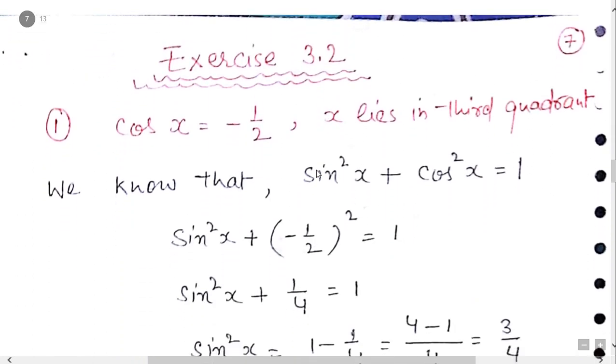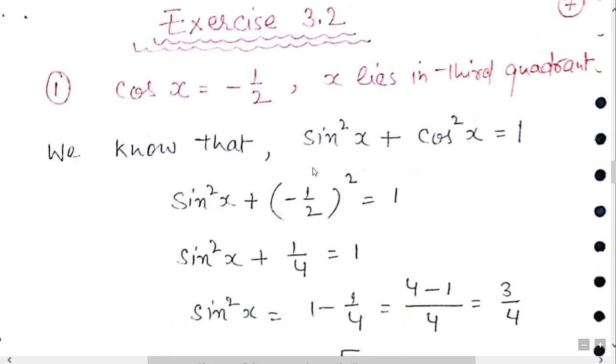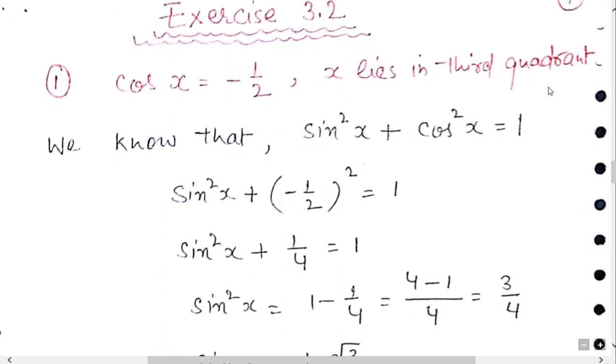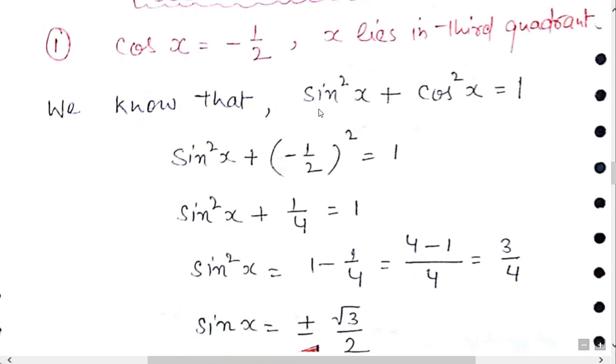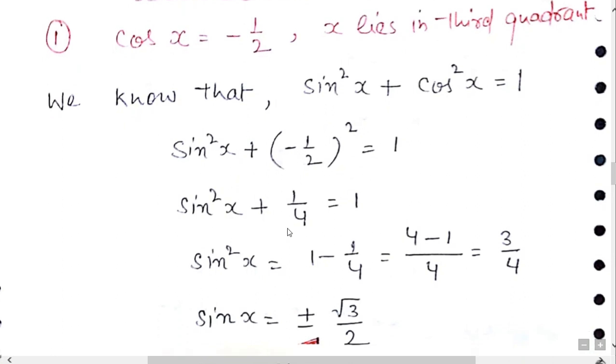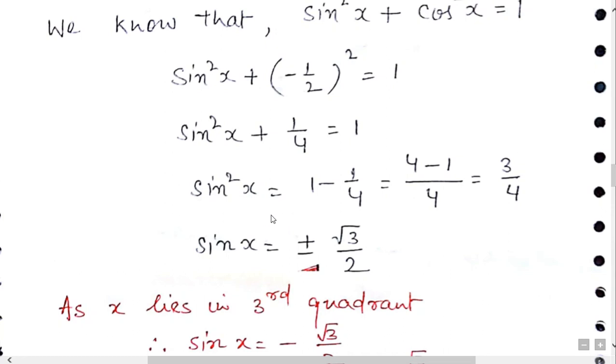Now let us start doing the exercise. Cos x is given to you. The value of cos x is minus 1 over 2 and x lies in the third quadrant. Clearly, sin squared theta plus cos squared theta is equal to 1. Then insert the value of cos x and calculate the value of sin x.